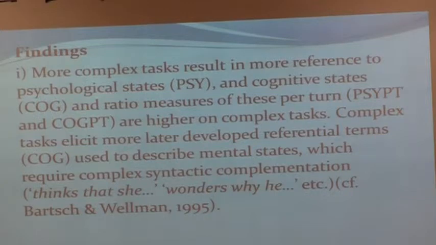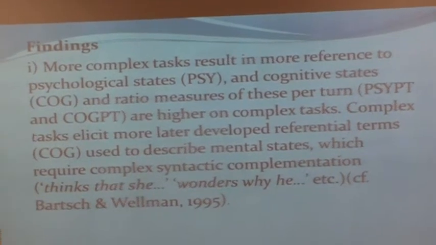And there are also higher measures of these per term, because of course on complex tasks people speak more, so you want a ratio measure. It's not the fact that they use more psychological state terms or cognitive state terms, it's that they use more of these in each term they produce. It's a ratio measure, to control, if you like, for the fact that complex tasks simply result in larger amounts of speech compared to simple ones. So you want a ratio measure of the occurrence of these terms in each term.